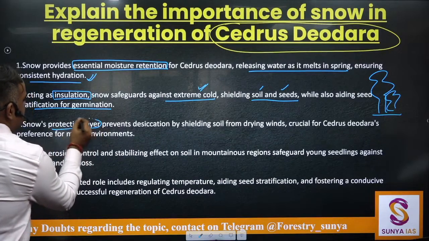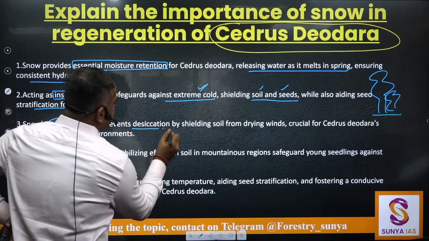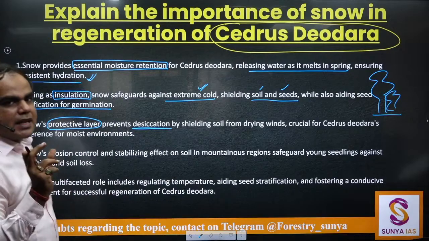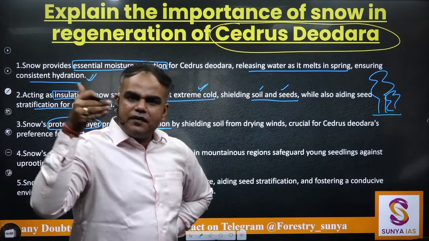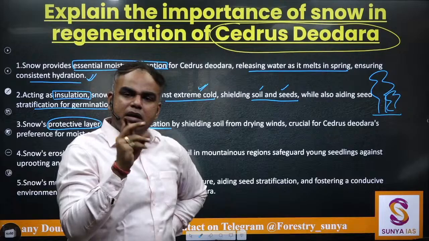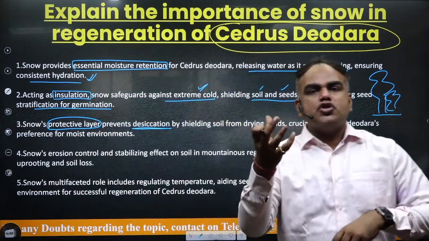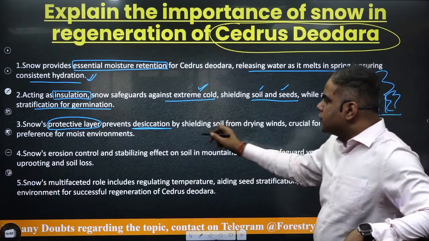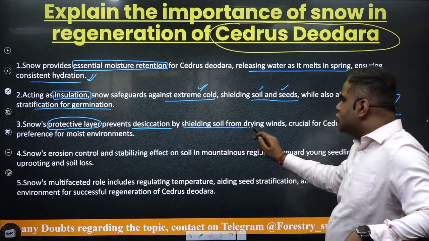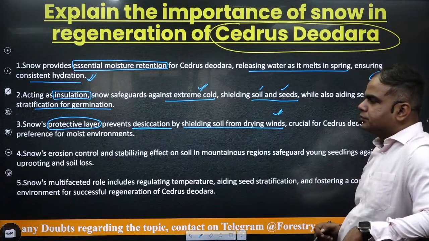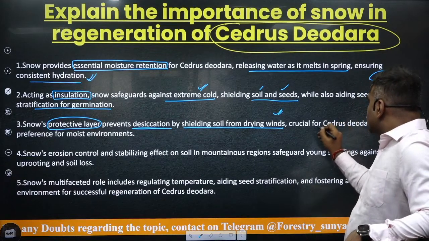Again, the protective layer of snow prevents desiccation. Desiccation is if we have wind. If there is movement of wind, they are subjected to drying. The water moisture is going to be taken up by the wind. So desiccation is prevented by shielding from drying winds. And this is crucial because why?